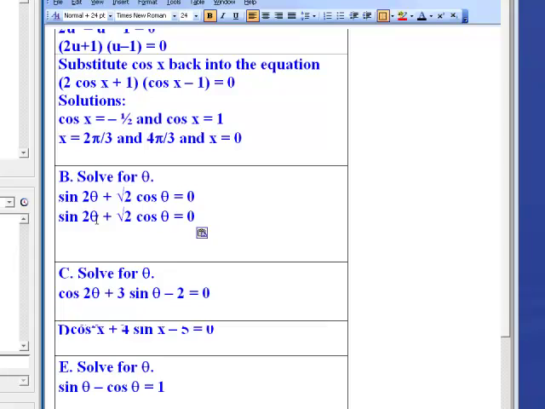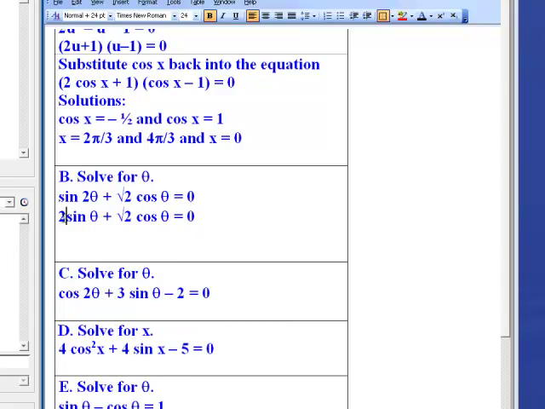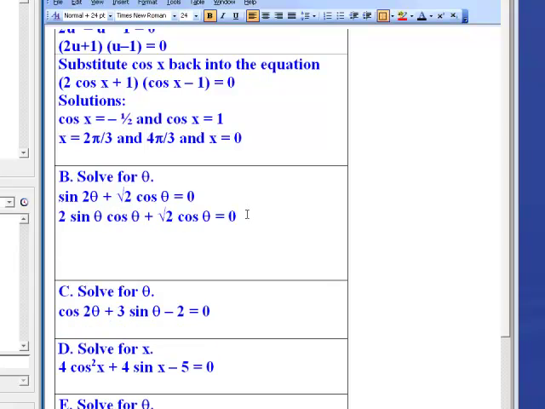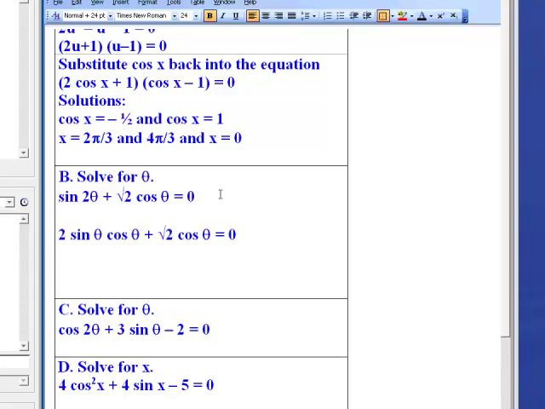So this one is going to be this here. There's a 2 in the front, and then we have 2 sine theta cosine theta. Can we do something with that? Well, actually we can. We can factor out a cosine. So here again, I may want to write down double angle identity. And here I would write down factor out cosine theta.